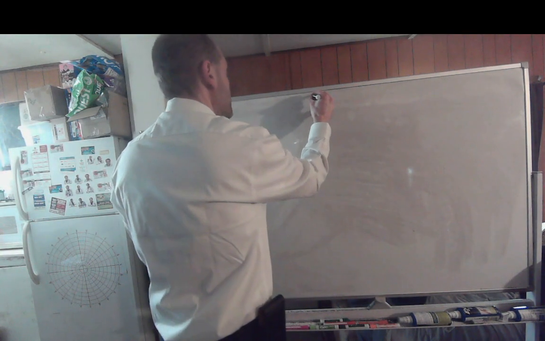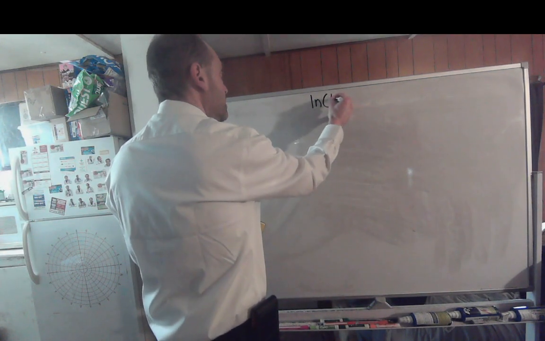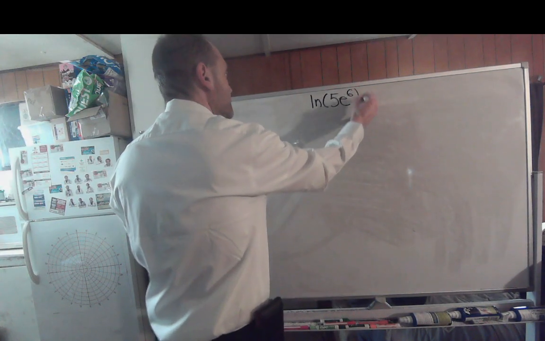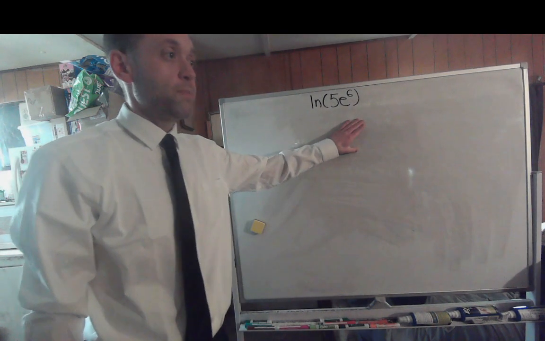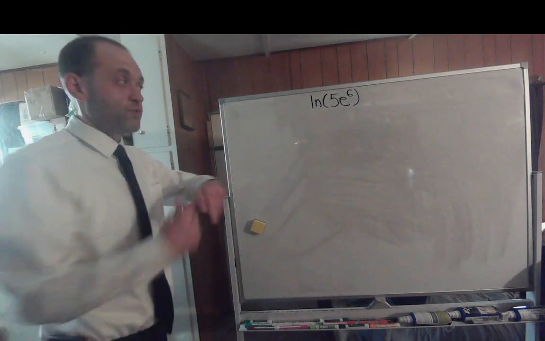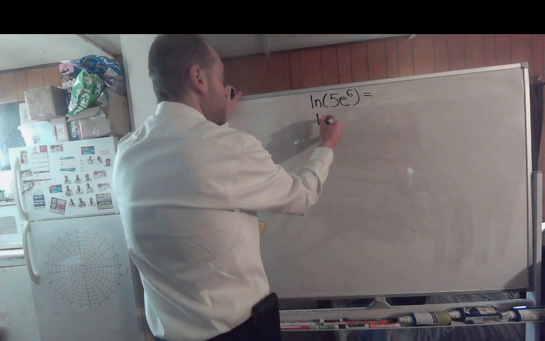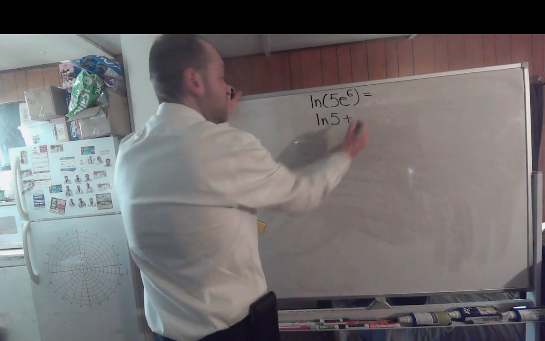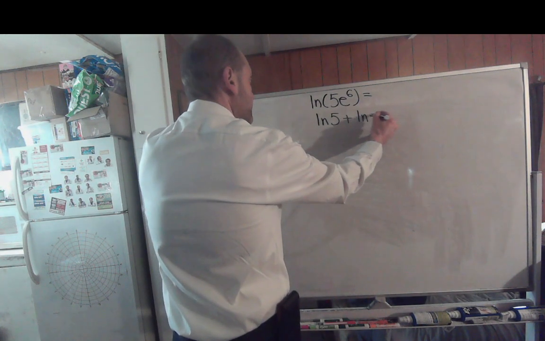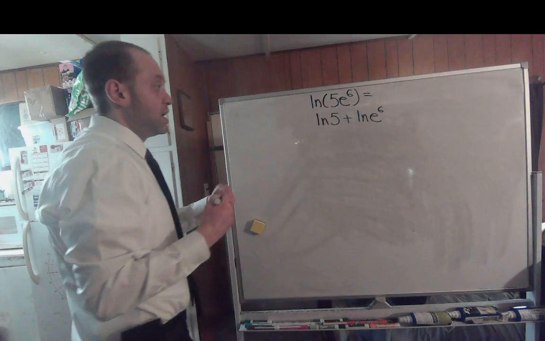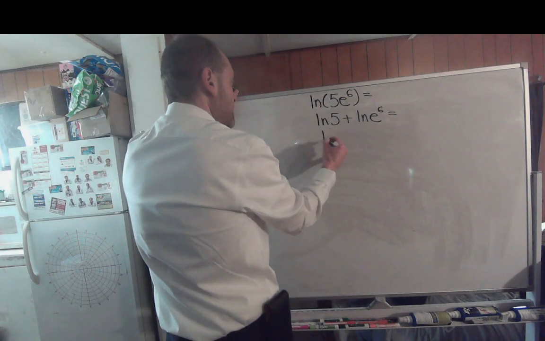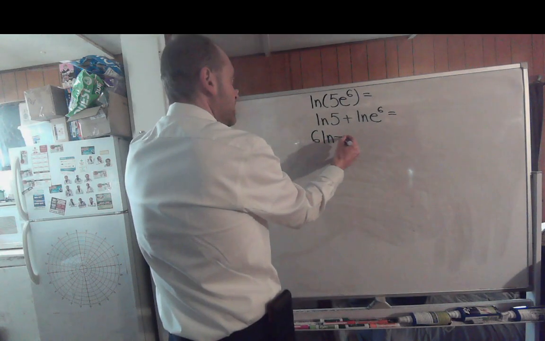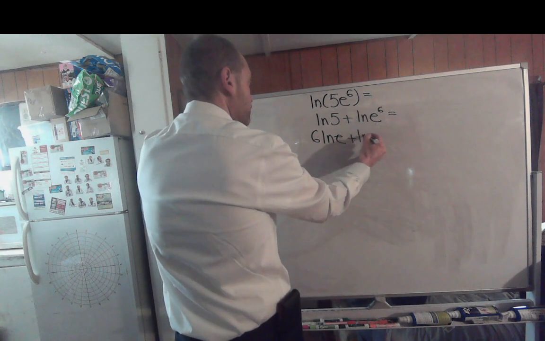2 more of these. Alright, so we have the natural log of the quantity of 5e to the 6th power. Well, we have a product rule to start with, so this would turn into the natural log of 5 plus the natural log of e to the 6th. Well, on the second term you have a power rule, so this can be rewritten as 6 times the natural log of e plus the natural log of 5.